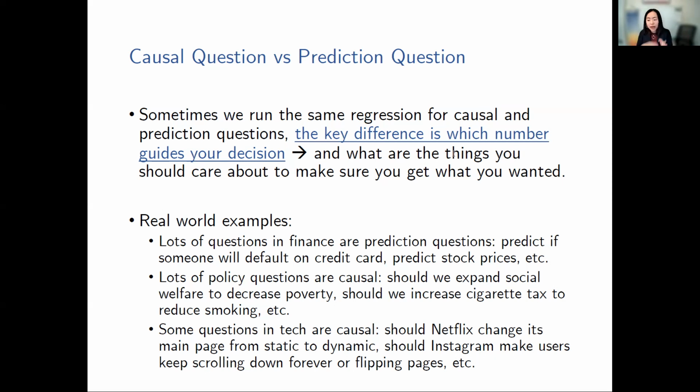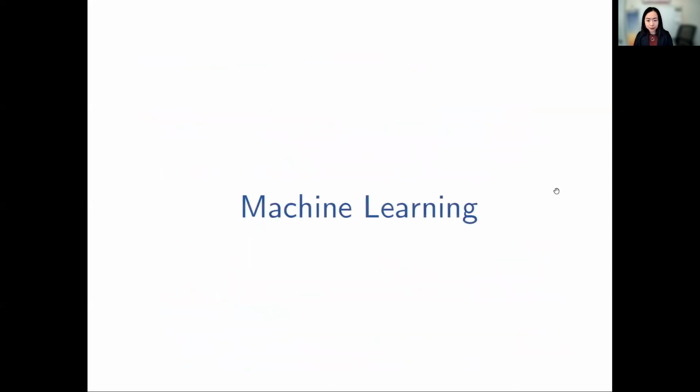Then now beta 1 is what guides their decision. Beta 1 is significant, it's positive, negative, will decide if they want to use the static or dynamic matrix. So those are some examples. As you can see, these are big business, and there are rich career opportunities over there if you are into it. All right, so let's talk about machine learning.